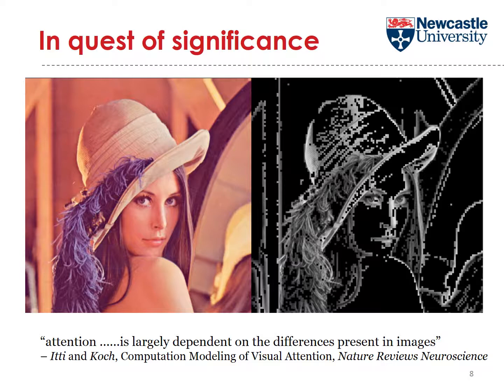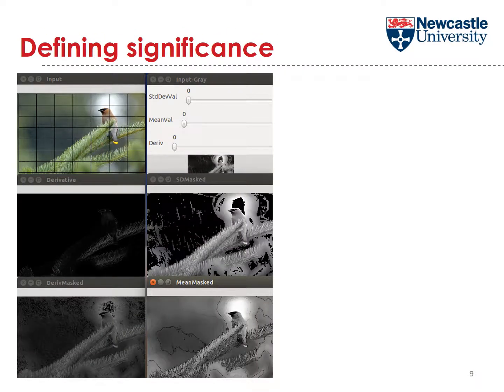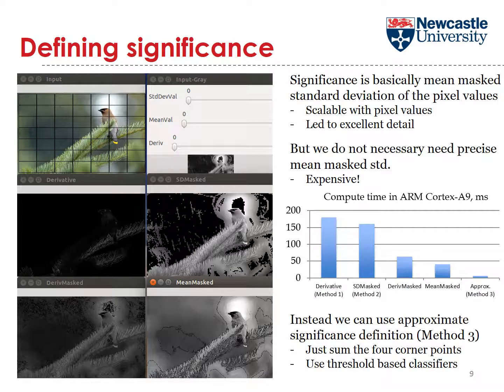That led to our research in finding out why and how we should define significance. So we took an image and found a way of splitting that image into multiple blocks. Then we used a little software tool to apply different algorithms to control their masking of standard deviation, mean value, and also derivative values in many ways. So we came up with four different kinds of algorithms for defining significance or variance within the images.